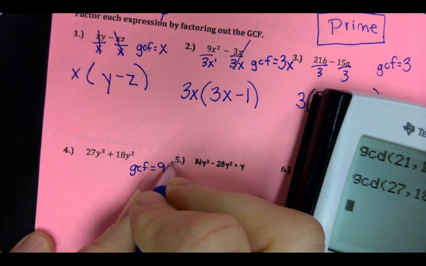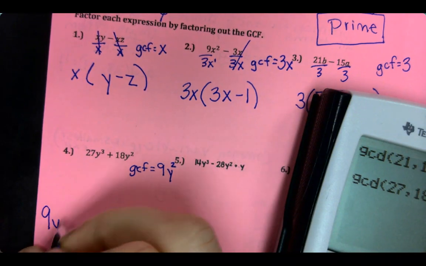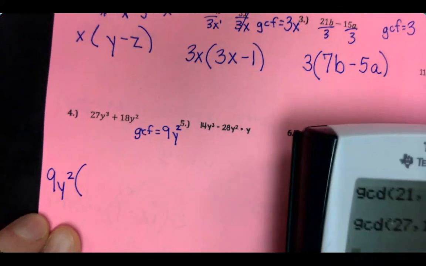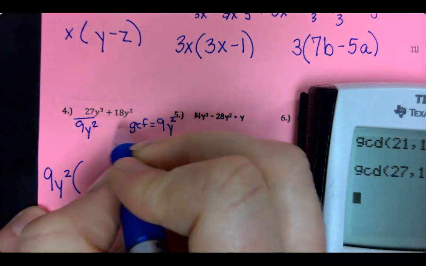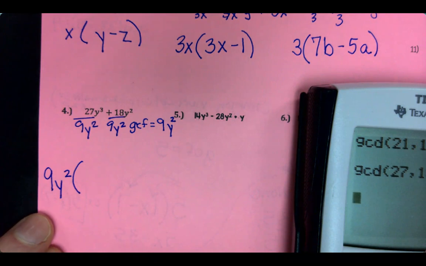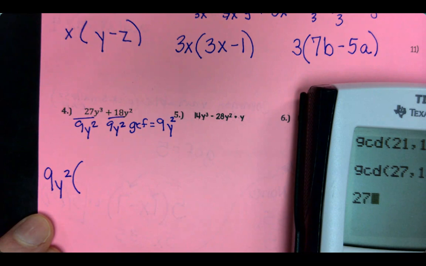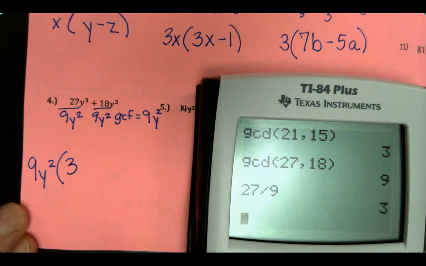So what they have in common is a y squared. So this is 9y squared. And then we divide everything by 9y squared. So I do the coefficients first. 27 divided by 9, 3. So you divide coefficients and then you subtract exponents.